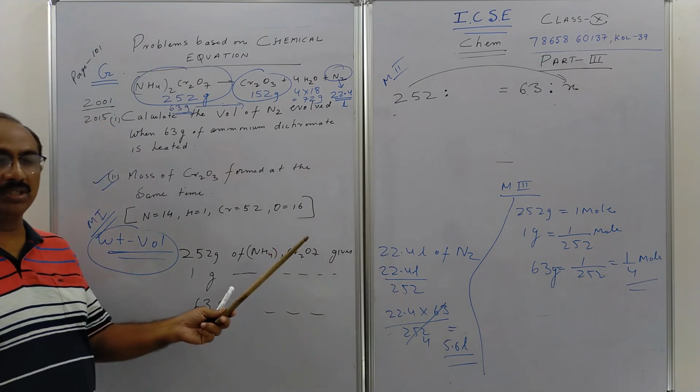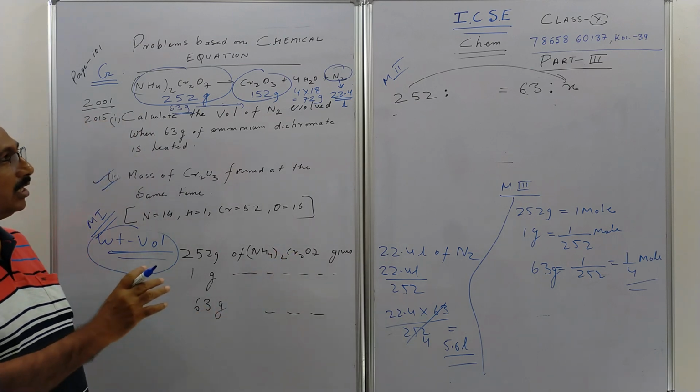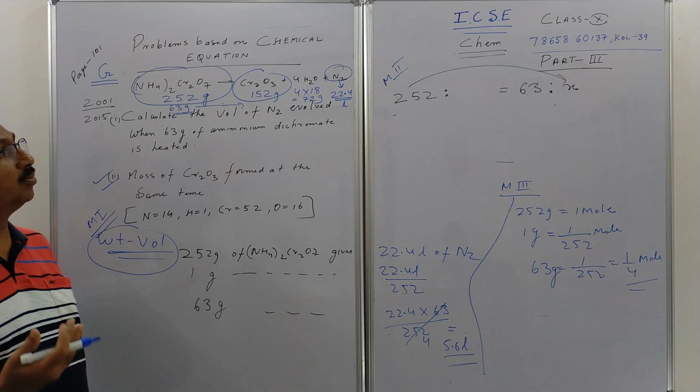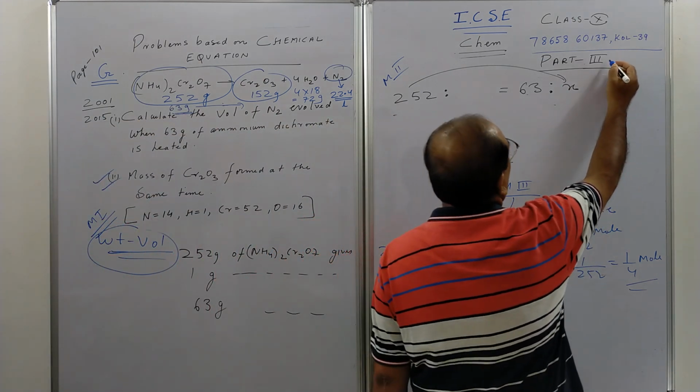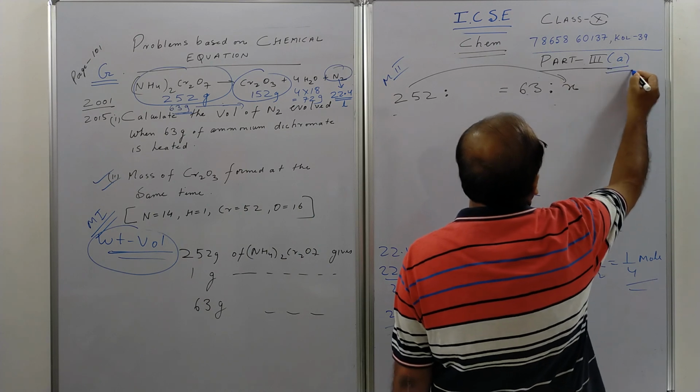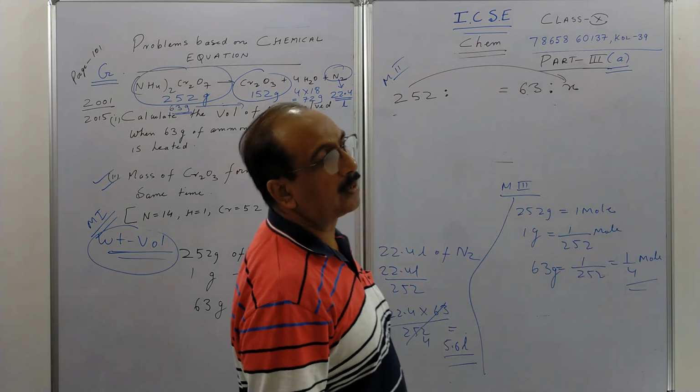Then I'll give you one very small table before I finish this video. Then I go to this 3A part. Then I'll go to some more numericals, 3B, you will see.